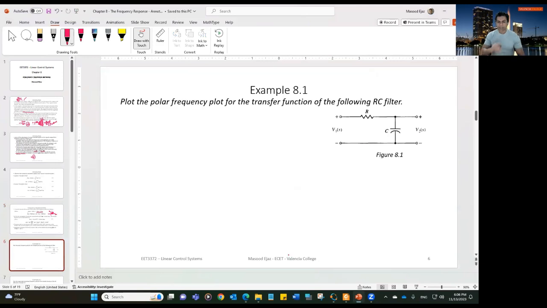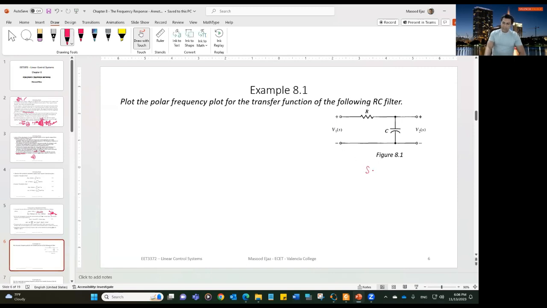Let's look at an example. Plot the polar frequency plot for the transfer function of the following RC filter. So you have an RC filter, something that you must have discussed in circuit analysis as well. Okay, first we can write the equation and then I'm going to ask you a question.